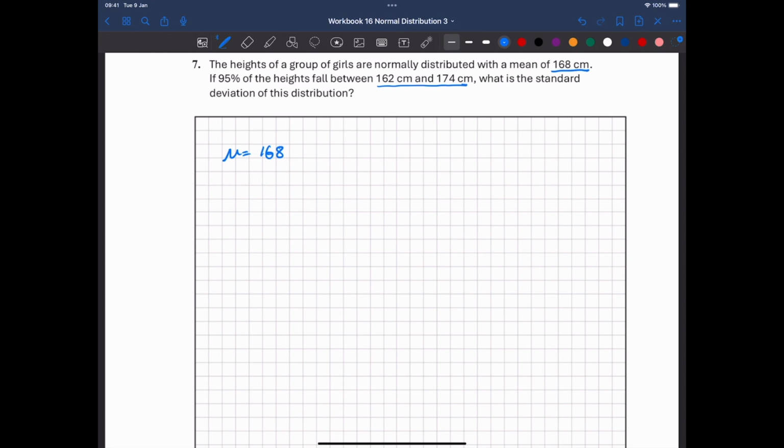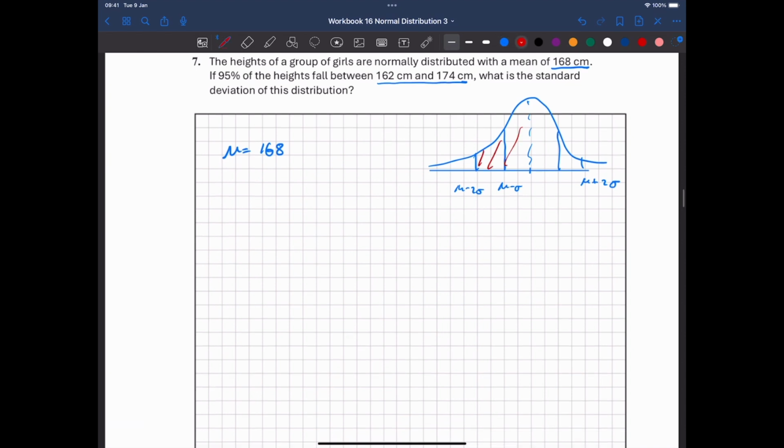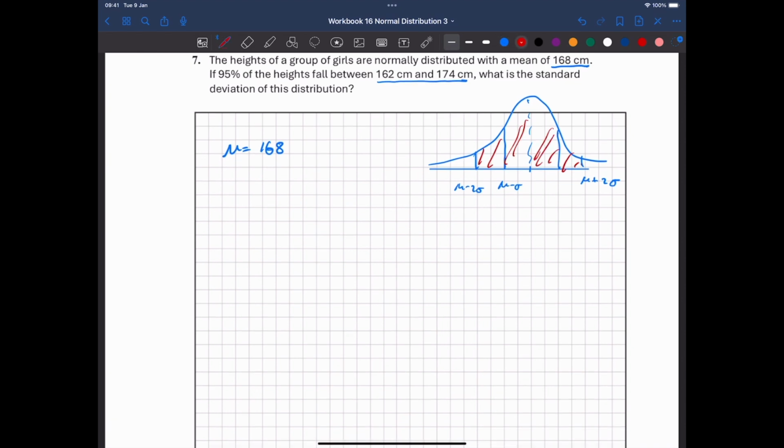Now, usually we do a sketch, and we know the mean is in the middle here, and we've got one standard deviation here, which is the mean minus the standard deviation. And then we've got two standard deviations here, which is the mean minus two standard deviations, and the same this side, right? We add them on. That's the mean plus two standard deviations. And we know that this area here, in between two standard deviations from the mean, is 95%. We know that.